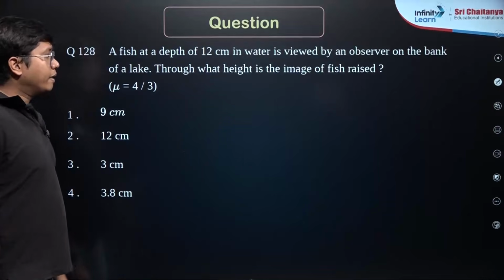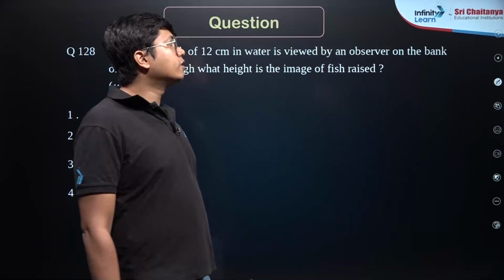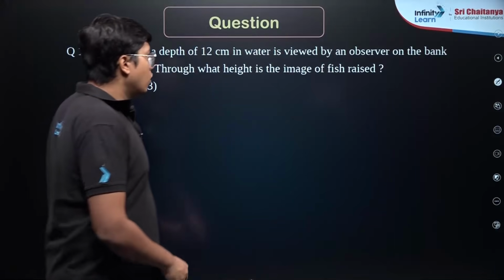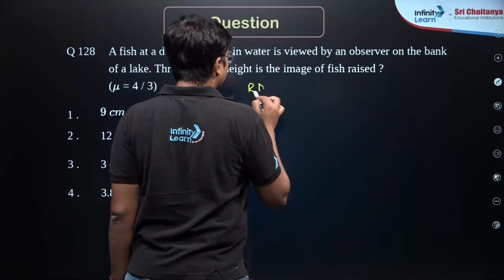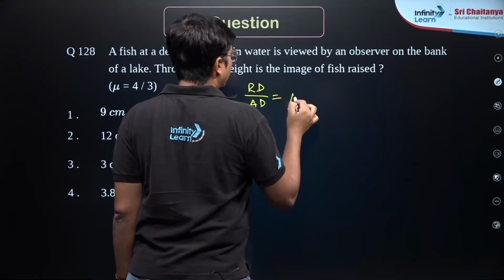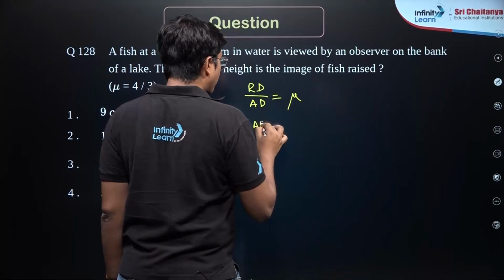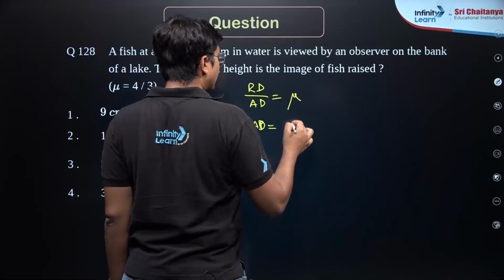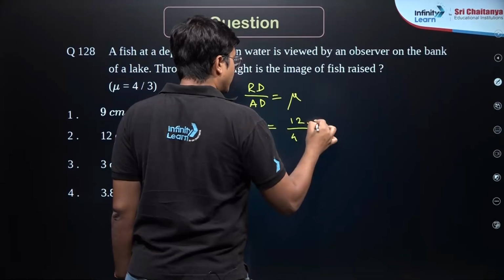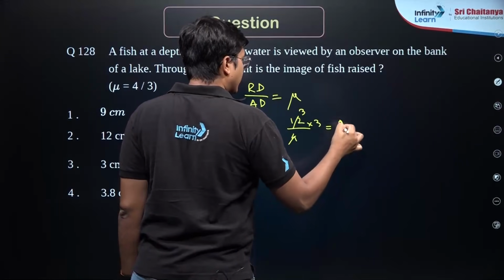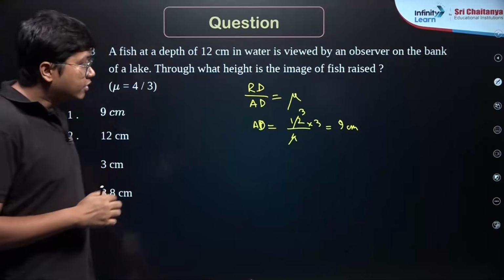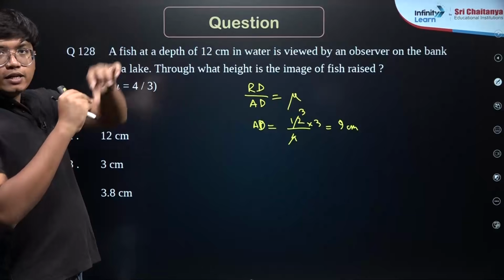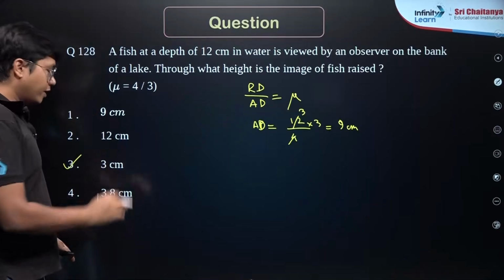This one says a fish at a depth of 12 centimeter in water is viewed by an observer on the bank of a lake. Through what height is the image of the fish raised? So over here we know real depth by apparent depth is equal to the refractive index. So the apparent depth is the real depth by the refractive index, that's 12 divided by 4 by 3, that's 9 centimeter. Now that's not the answer, please read questions carefully. They are asking through what height is the image raised. So it was at 12 but it appears at 9, so it is raised by 3 centimeter.